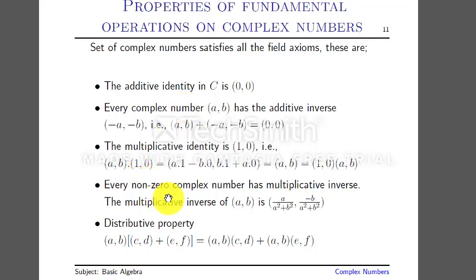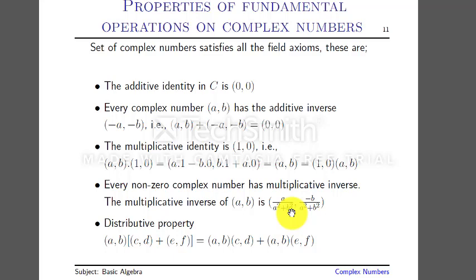Every non-zero complex number has a multiplicative inverse. The multiplicative inverse of (A, B) is (A over A square plus B square, minus B over A square plus B square). This complex number is the multiplicative inverse of (A, B), because when we multiply these two complex numbers, we will obtain the multiplicative identity. This is the multiplicative inverse in case of the complex numbers.